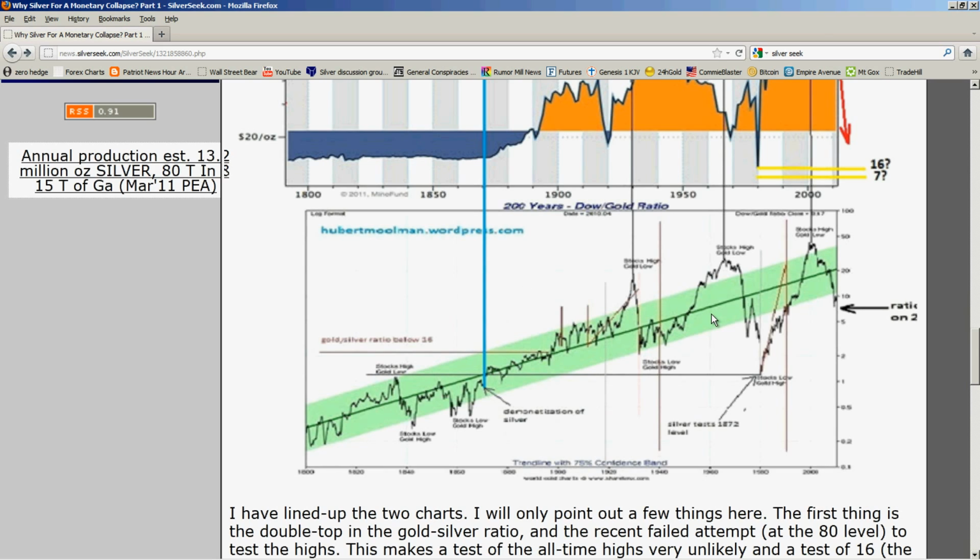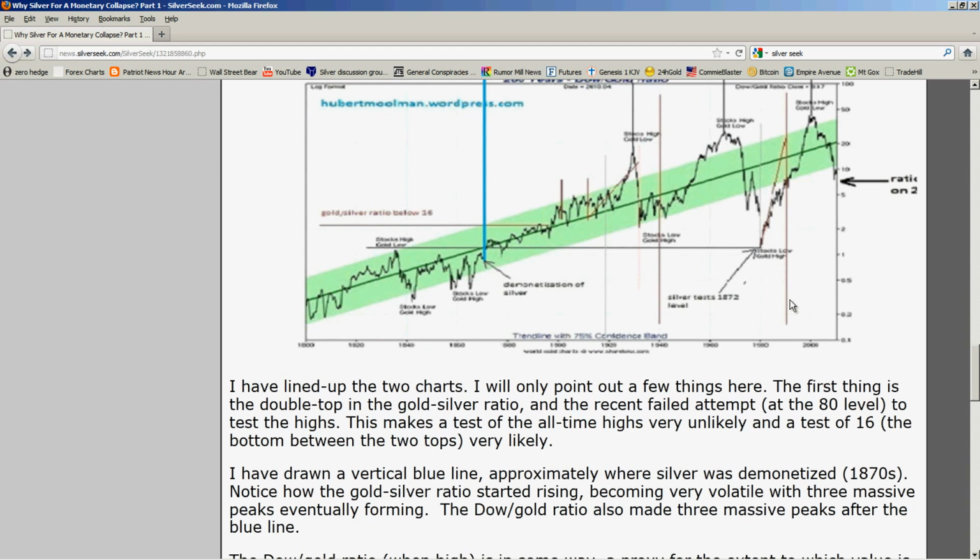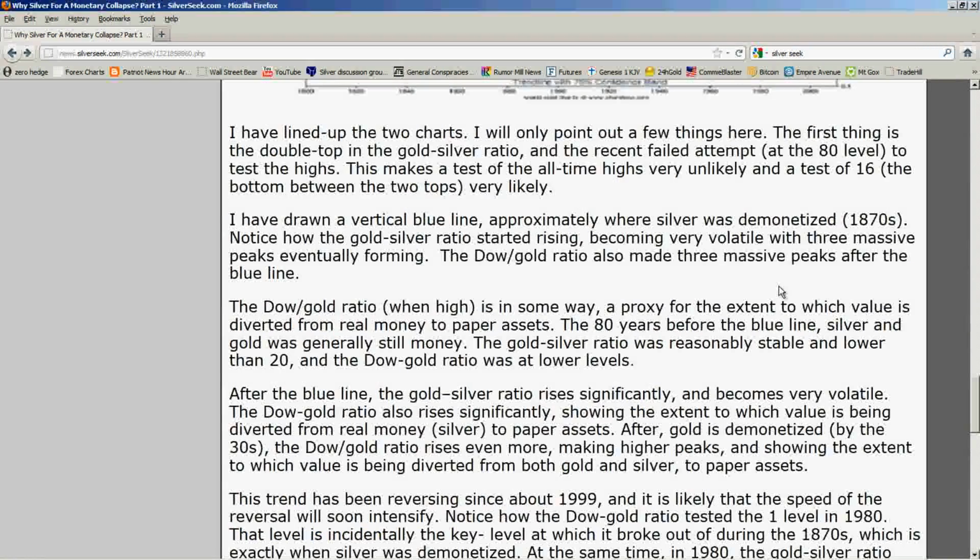Now this next chart is the Dow gold ratio, actually, and he's pointing out that we seem to have a double top on that. A lot of people have predicted that the Dow and gold are going to go to a 1-to-1 ratio. I've lined up the two charts. I will only point out a few things here.